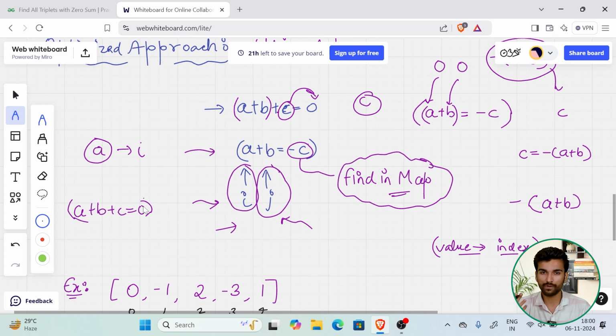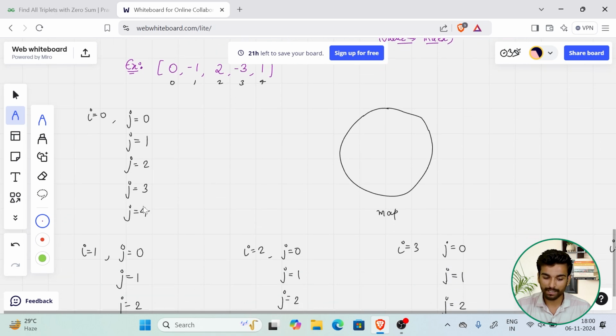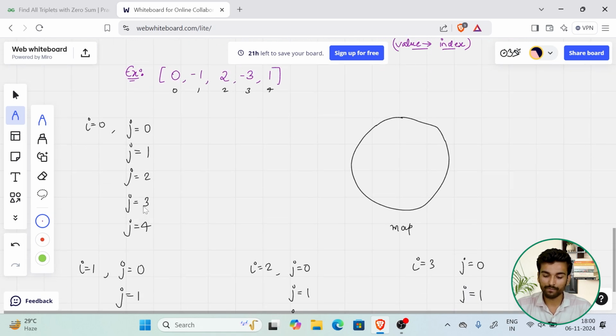So let us see how we are going to use this map. Okay, so I have taken this example, that is example number 1 again. What we are going to do is basically use two for loops. So I will be the outer for loop and J will be the inner for loop.